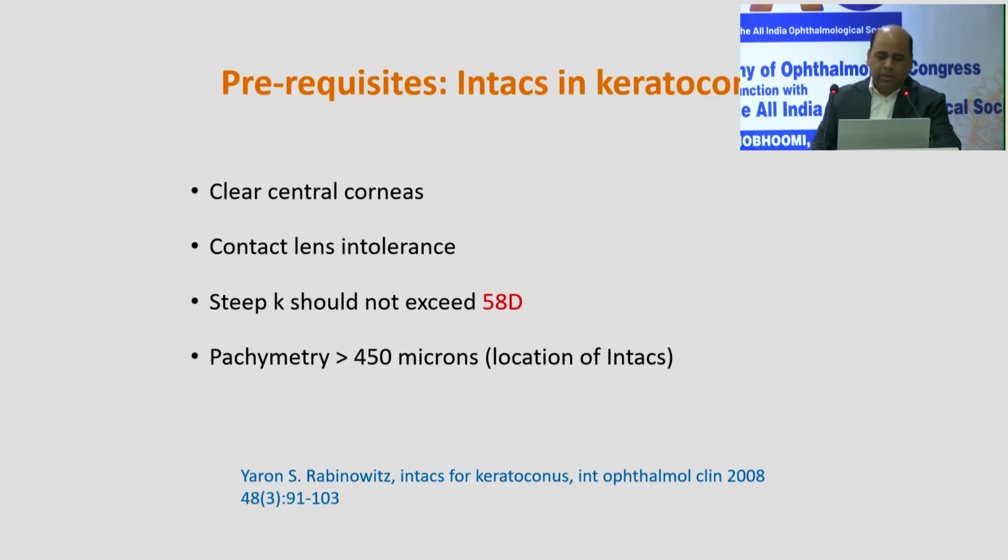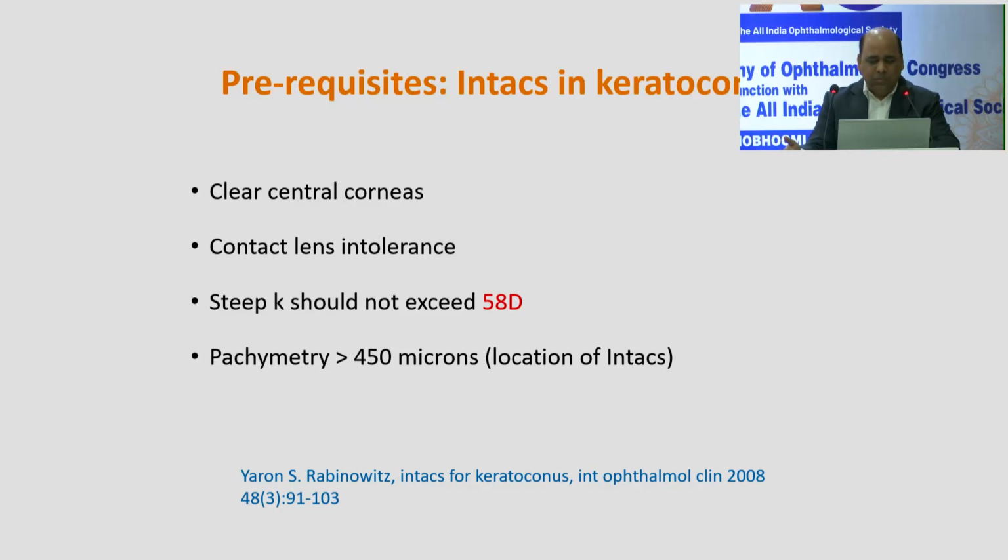And these are the prerequisites for intacts in keratoconus. First, the central cornea should be clear, because if there is an apical scar or a haze in the center, you won't get good visual acuity. Second, contact lens intolerance. The first option is always contact lens, as Dr. Anu mentioned. But if we are not able to fit the contact lenses because the cornea is very steep, you can flatten it with the intacts and then go for the contact lenses.